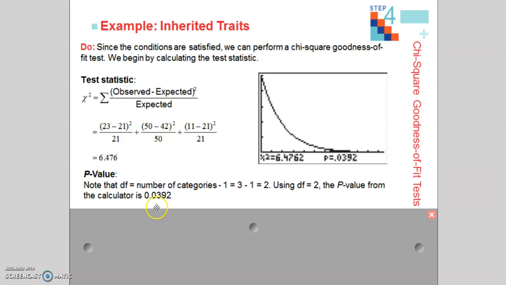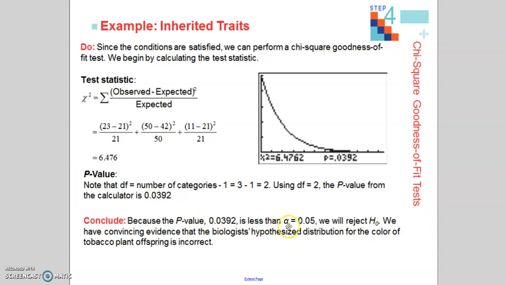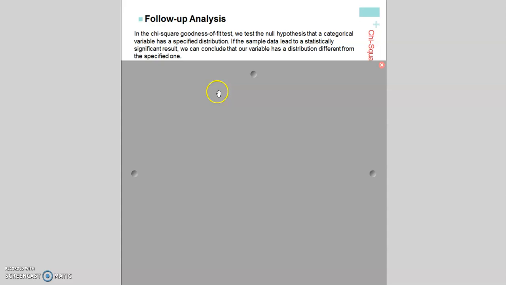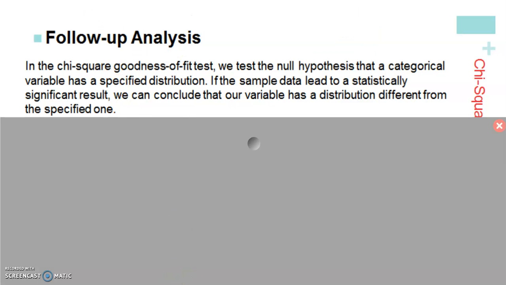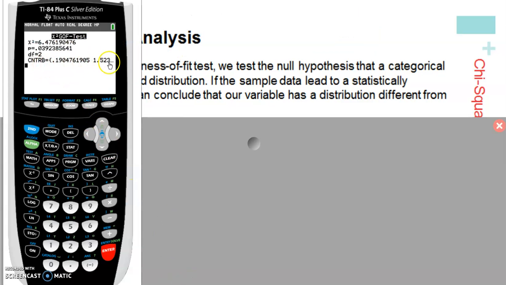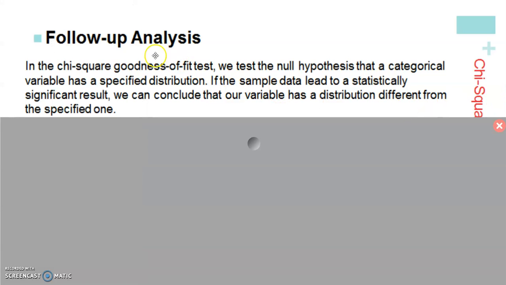Okay, and then because that p-value is less than 0.05, we reject the null hypothesis, and we have convincing evidence that the biologist's hypothesized distribution is not correct. All right, now let's talk about that other thing you see on your calculator screen right here. What are these numbers? Those numbers would help us do a follow-up analysis.